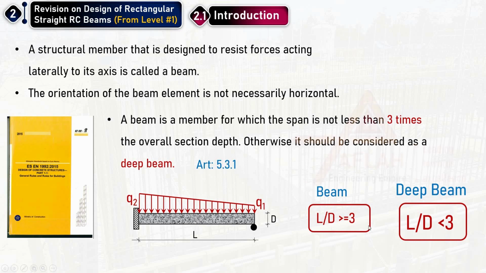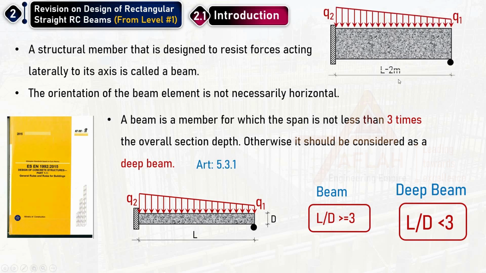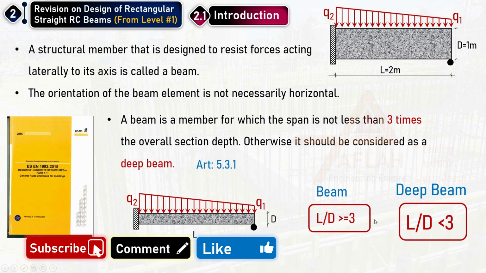We may call it a normal beam. So this is a sample example. This has a length of 2 meters and the depth is 1 meter. So L by D will be 2 by 1, which is equal to 2, which is less than 3. So such kinds of beams are called deep beams. However, if it's greater than or equal to 3, we will call it a beam. Now the basic assumptions for beam theory will be implemented in this category, not in the other category.